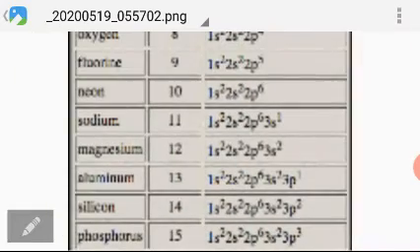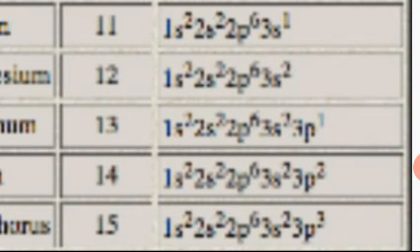For aluminium, 1s2, 2s2, 2p6, 3s2, 3p1. Check the total: 2 plus 2 plus 6 plus 2 plus 1. It is 13. Then 14, silicon. For silicon we write 1s2, 2s2, 2p6, 3s2, 3p2. Phosphorus 15: 1s2, 2s2, 2p6, 3s2, 3p3.